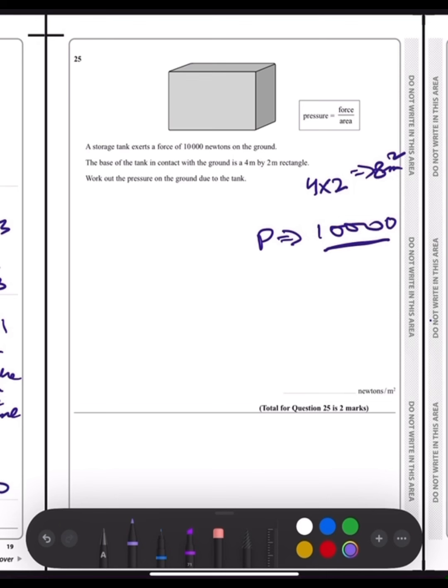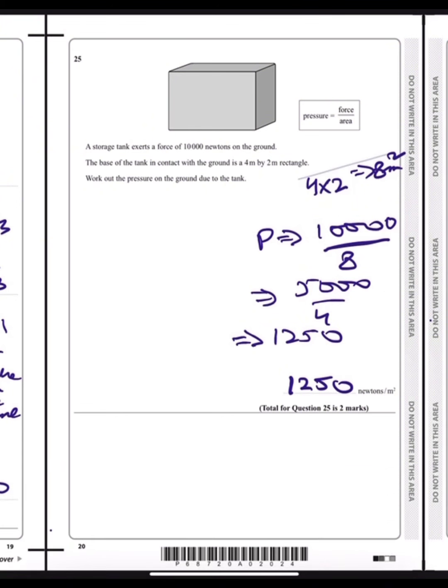So here we know we got the area. So now we can work out the pressure. So the force we already know is 10,000. Didn't need to change anything in here. And we got the area from 4 into 2. We divided 5,000 over 4 because we simplified 10,000 over 8. Which got us to an answer of 1250 newtons per meter square.